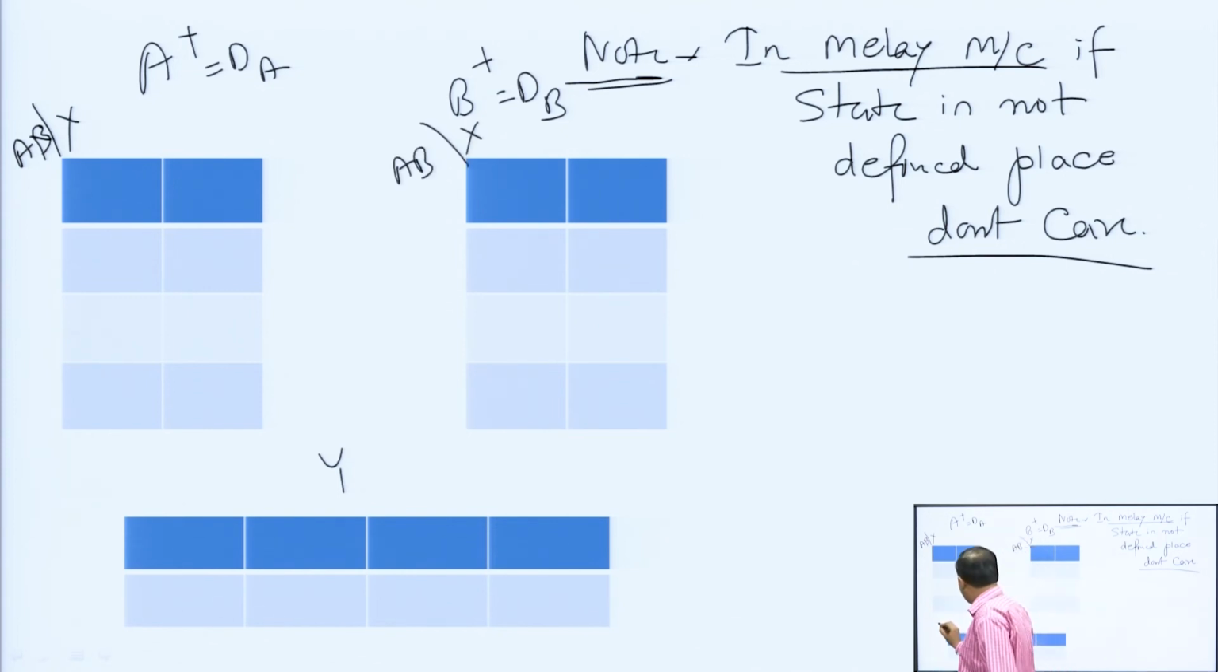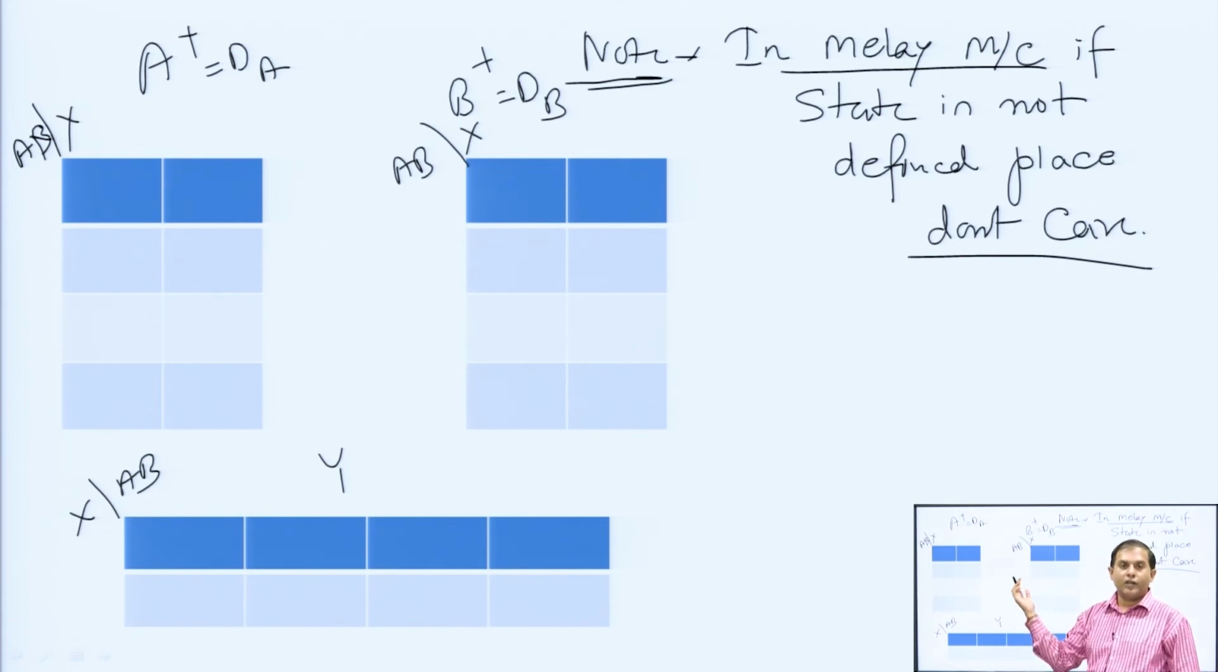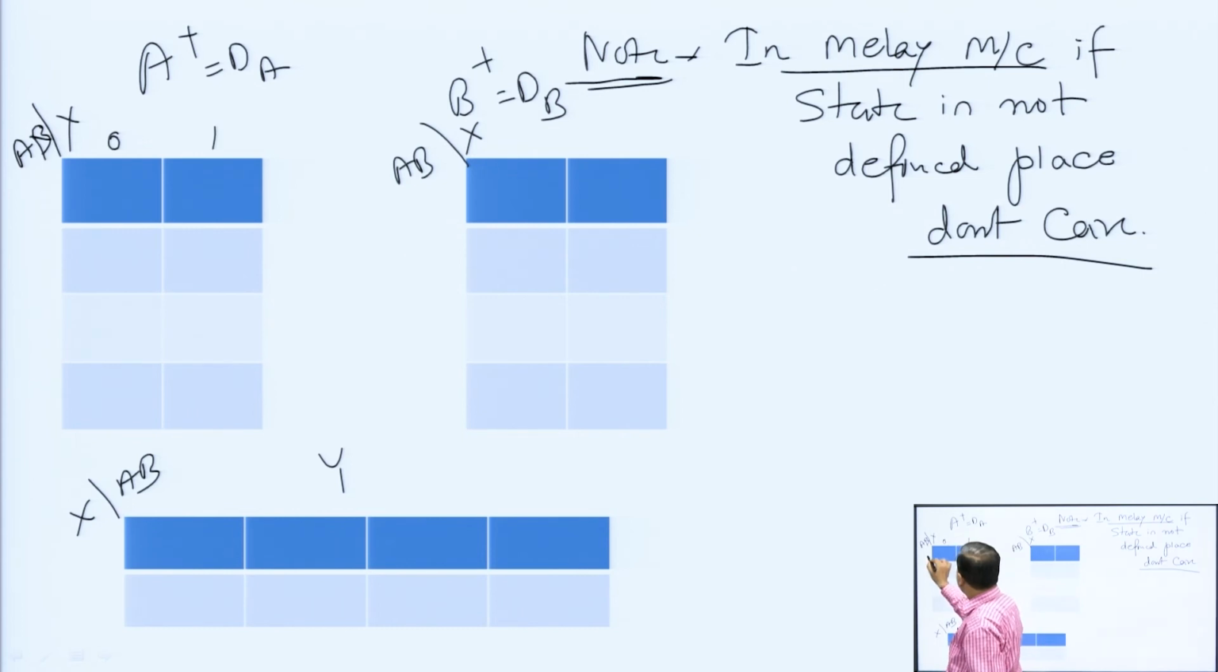Write A, B and X, and here it will be written like this, X and A B. Any type we have represented in vertical way, you can take any way, horizontal or vertical, that does not matter. So, the values are 0 and 1, and 0 0, 0 1, 1 1, 1 0.